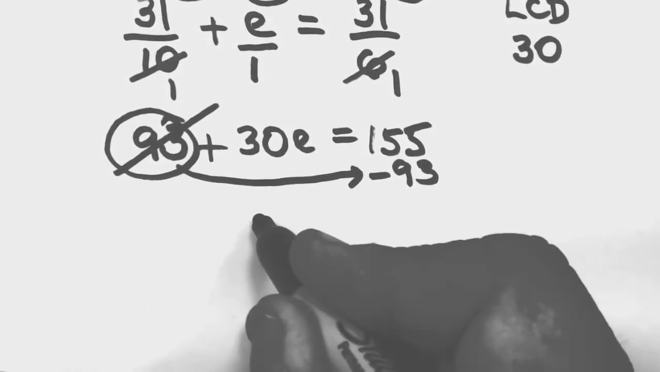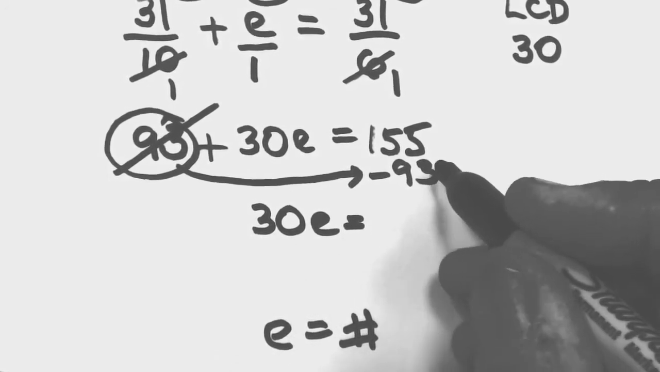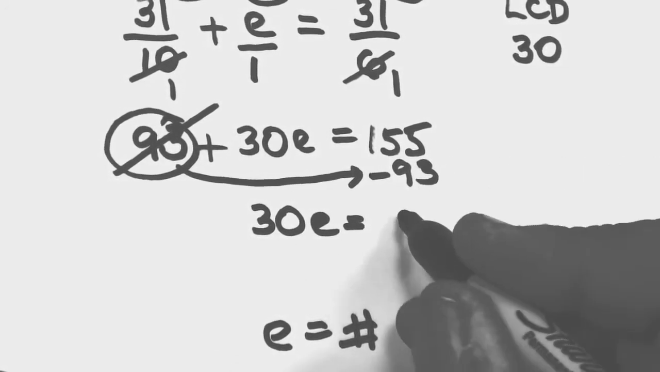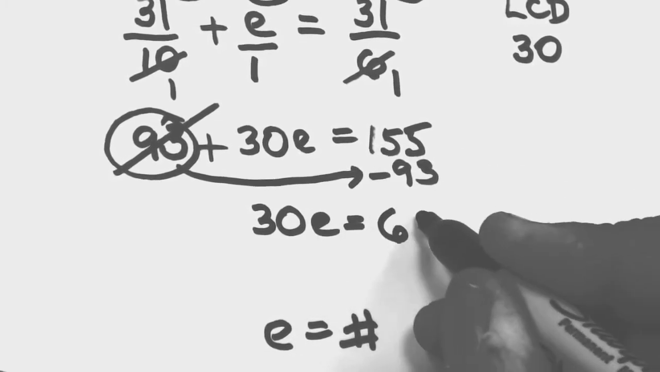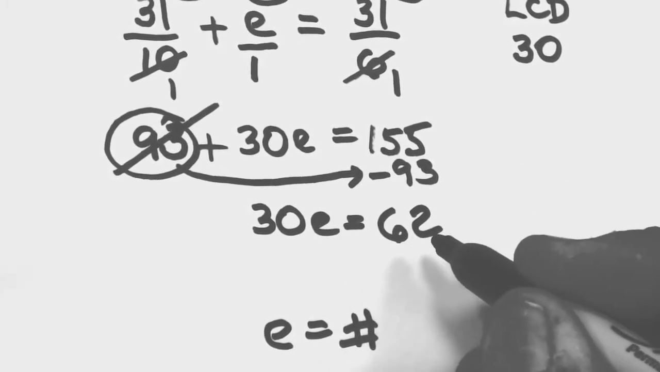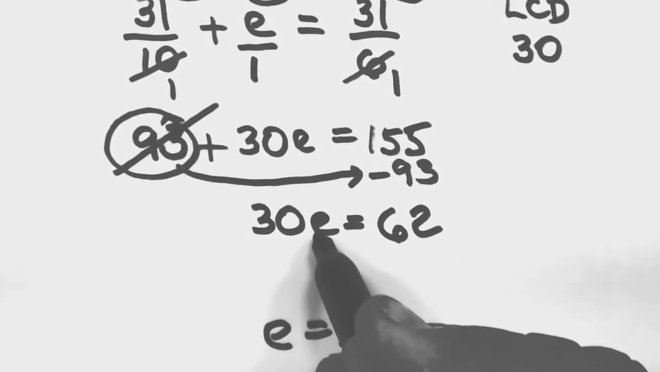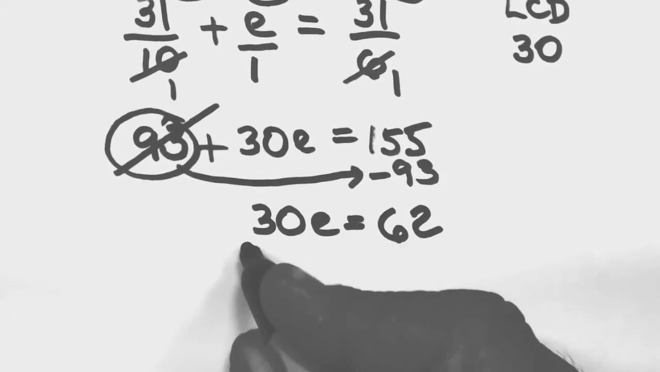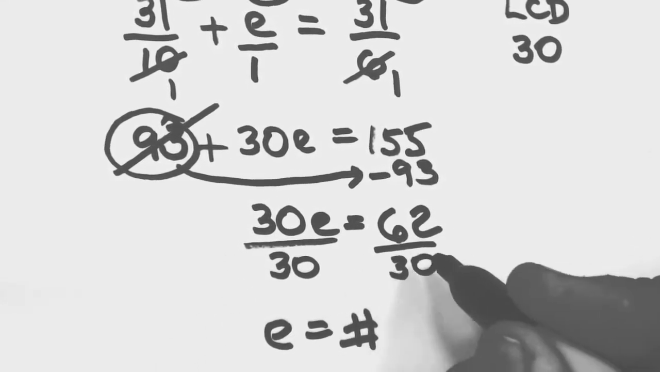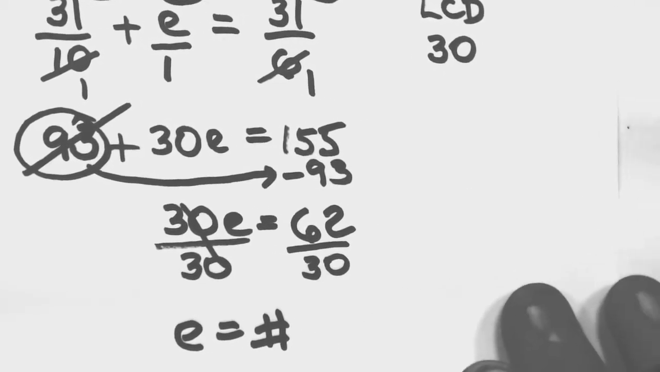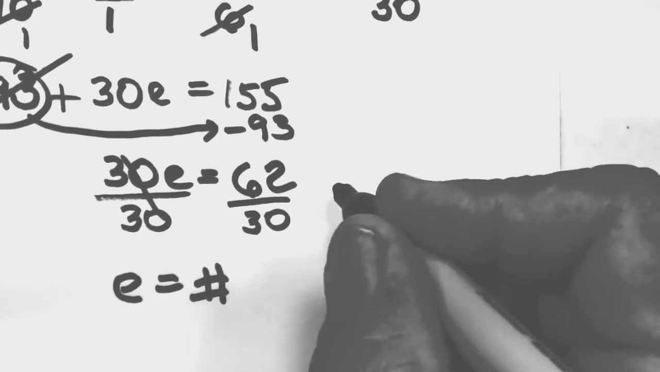Okay, what do we end up with? Well, 30e on the left equals, let's see, what are we going to have here? I think it's going to be 62. Positive wins by 62. Okay, there we are. Now, we want to find out what e is, so divide both sides by 30. Here we go. Okay, so now let me work over the right a little bit here where I've got some room. We can continue on.